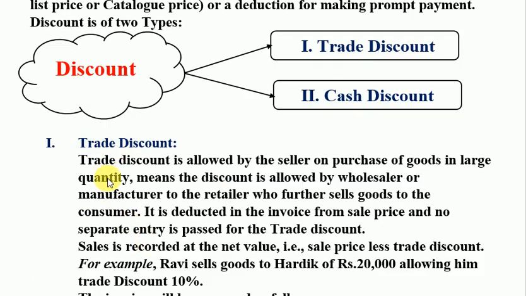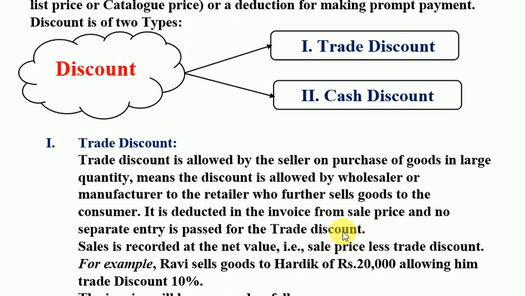Sorry, let's discuss trade discount first. Trade discount is allowed by the seller on purchase of goods in large quantity. It means the discount is allowed by a wholesaler or manufacturer to the retailer who further sells goods to the customers. It is deducted in the invoice from the sale price and no separate entry is passed for the trade discount. I repeat, no separate entry is passed for the trade discount. So what is trade discount? Trade discount is allowed by the seller to their purchaser on purchasing goods or commodities.